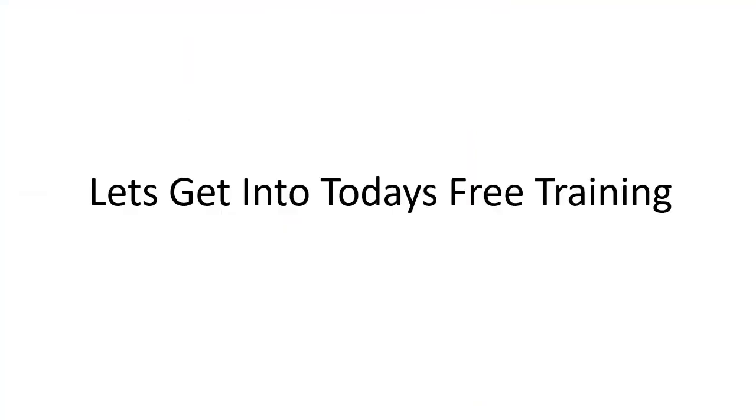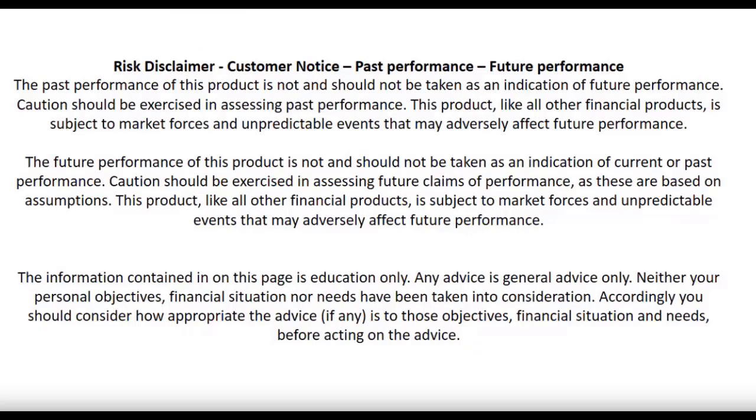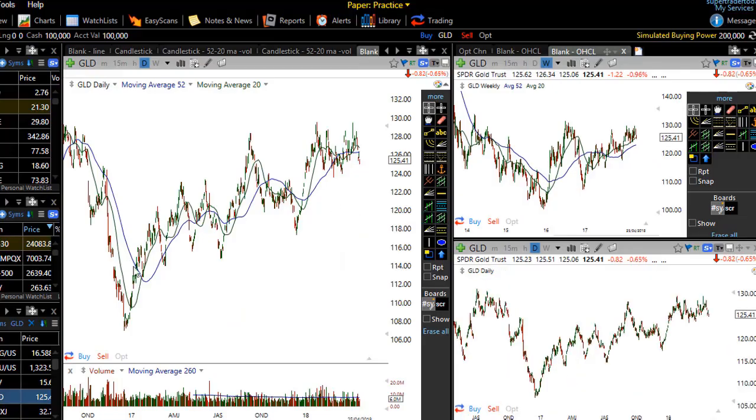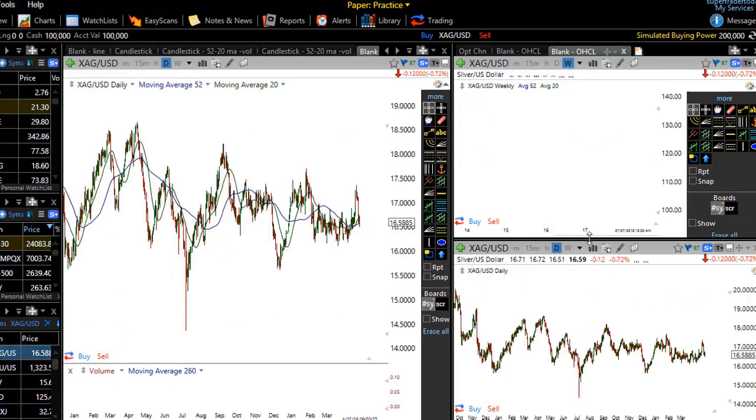So anyway, let's get into today's session. All right, fantastic guys, fantastic. Let's get straight into it. Now, I want to bring up the actual gold chart itself. Let me bring up the gold chart itself.